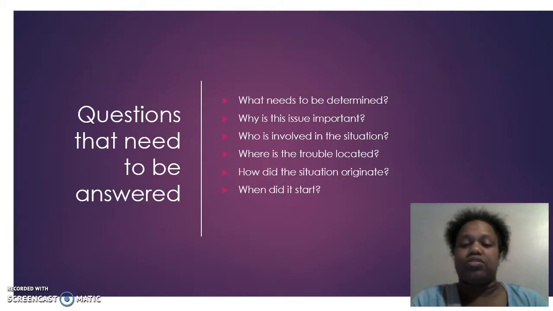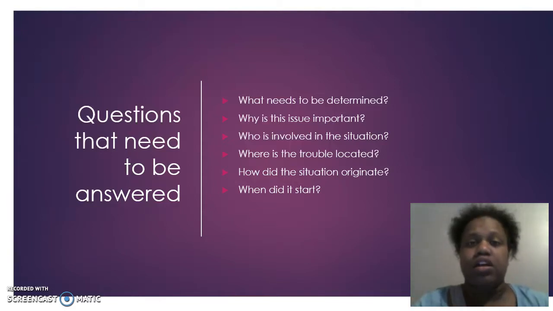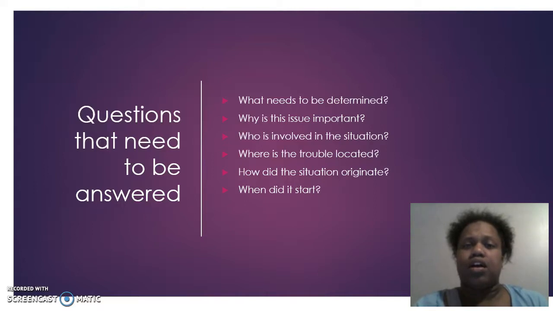Questions that need to be answered. What needs to be determined? What exactly is this report we're trying to figure out? Are we trying to figure out why we're losing money? Are we trying to figure out the best way to restructure an organization? What are we trying to determine?